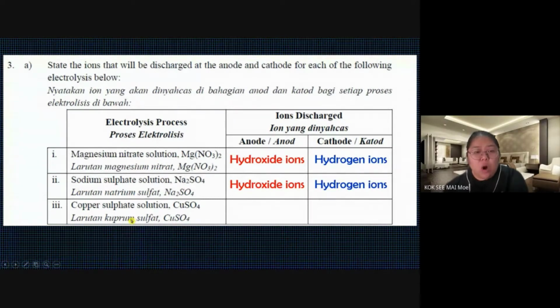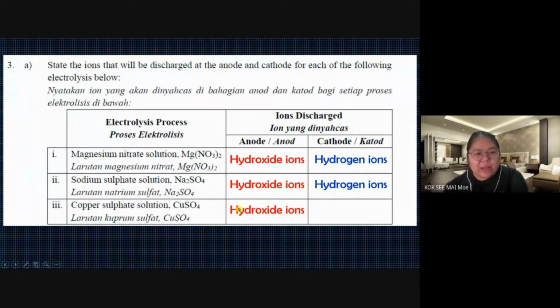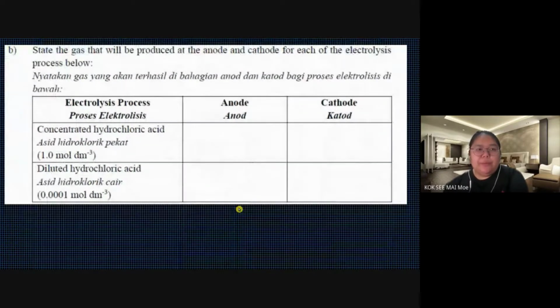Okay, last one. Copper sulfate. So copper is a positive one, together with the hydrogen. So sulfate together with the hydroxide. So first one, you tell me, sulfate or hydroxide, we need to choose for the anode. Sulfate or hydroxide. We still choose hydroxide. Okay, for the cathode, do you want to choose copper or hydrogen? Copper. Copper is lower than hydrogen. So from here we choose copper. Okay, for the discharge.